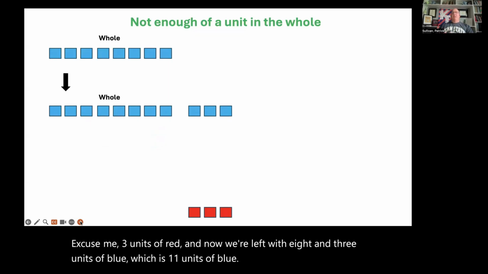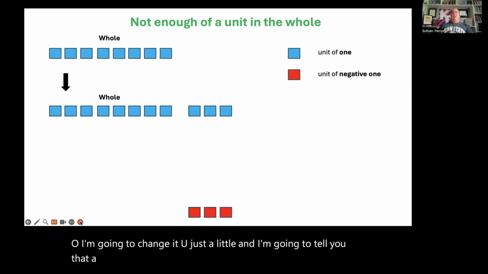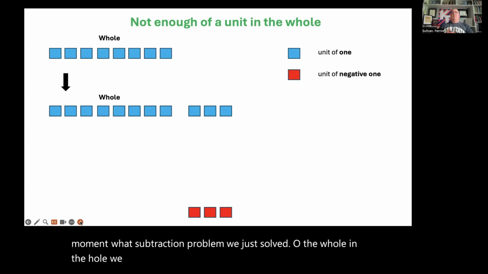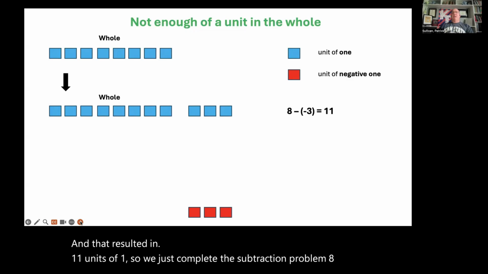So I'm going to change it up just a little, and I'm going to tell you that a unit of blue is a unit of 1 and red is a unit of -1. So think for a moment what subtraction problem we just solved. In the whole, we had 8 units of 1, and we needed to remove 3 units of -1. And that resulted in 11 units of 1. So we just completed the subtraction problem 8 minus -3 equals 11.